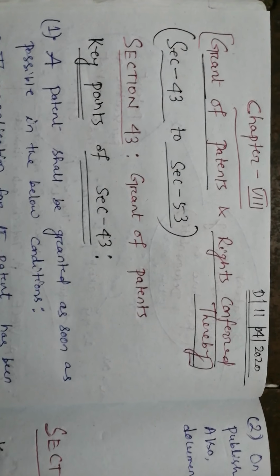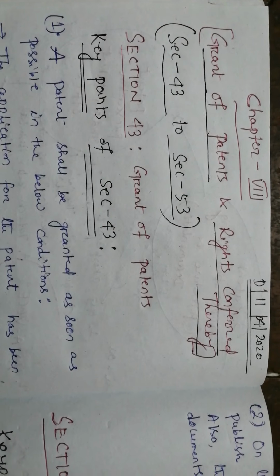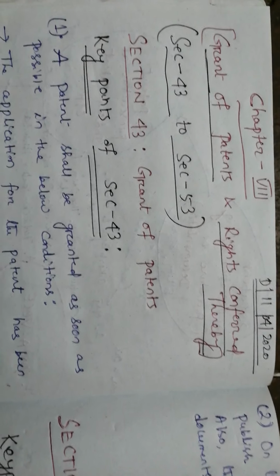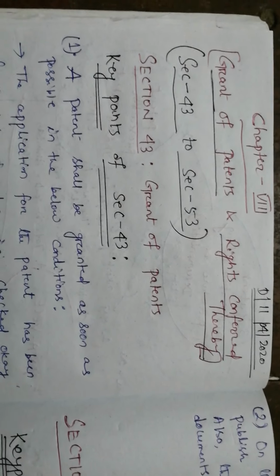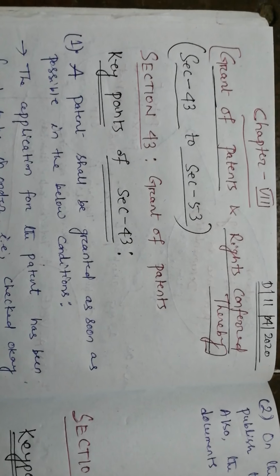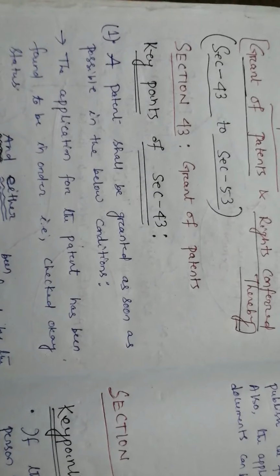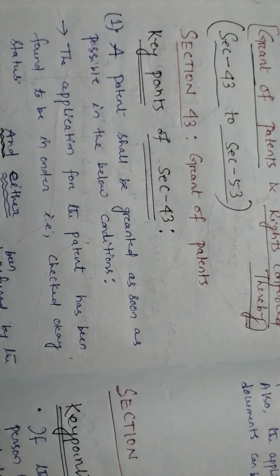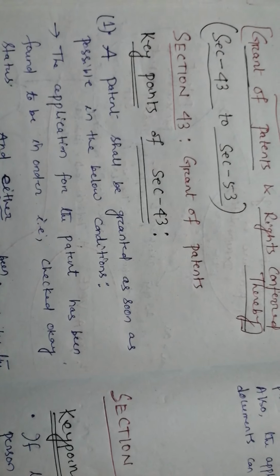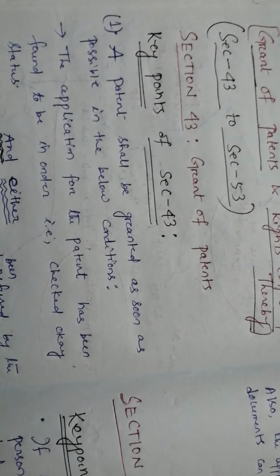Dear friends, today I will discuss Chapter 8 of the Patents Act 1970, or the Indian Patent Act. This is about grant of patents and rights conferred thereby. Chapter 8 starts at Section 43 and ends at Section 53. Today I will discuss Section 43 and 44 in this video. And yes, please keep the Bare Act book with you while going through this video for easier understanding.